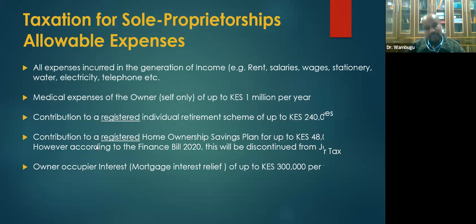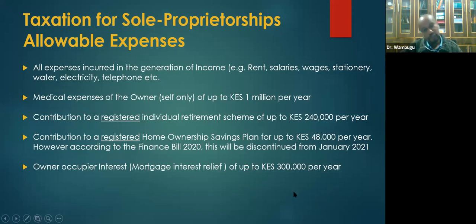Now, which expenses does the Act allow you to deduct from the income that you generate? All expenses that you incur from the generation of that income. So for example, the rent that you pay, the salaries that you pay your employees, the wages, stationery, water, electricity, telephone, and so on and so forth. You're also allowed to deduct medical expenses of the owner only, okay? That means only yourself, not your spouse, not your children, up to 1 million every year. You're allowed to do that.